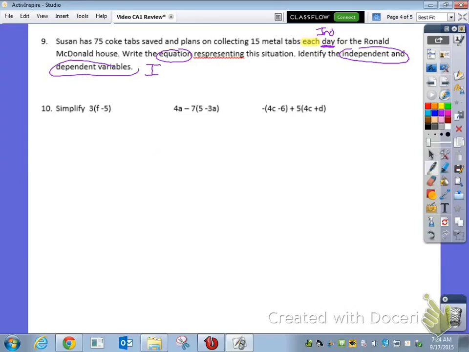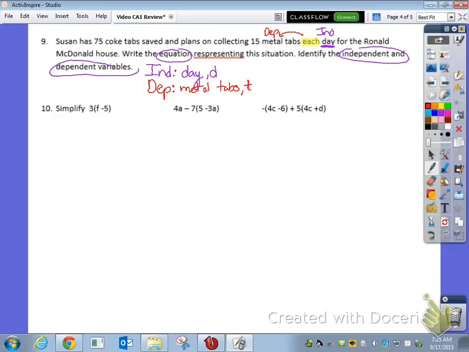So my independent is day, and I would use the variable d for that, okay? And then whatever is in front of the keyword, that is your dependent. Sometimes you have to look, but most of the time it'll be really close. The independent is always after, and the dependent is always in front. It's metal tabs, like the little tabs on a Coke can that you take off, and I'm going to use T for tabs. Now there's my independent and dependent.